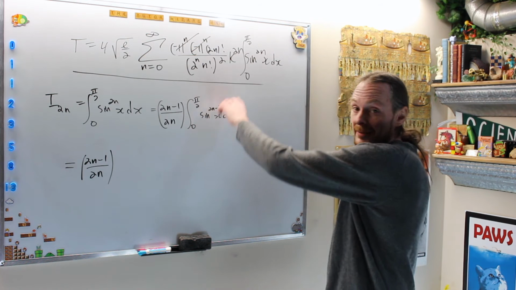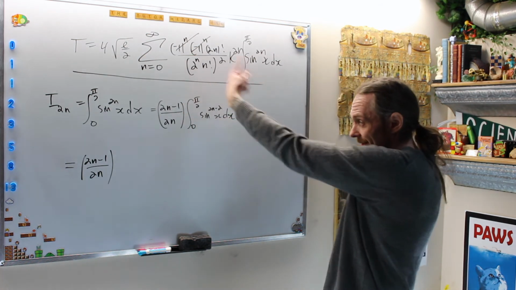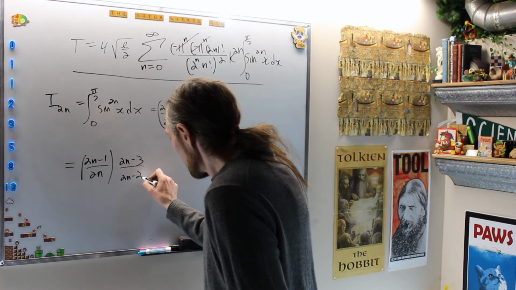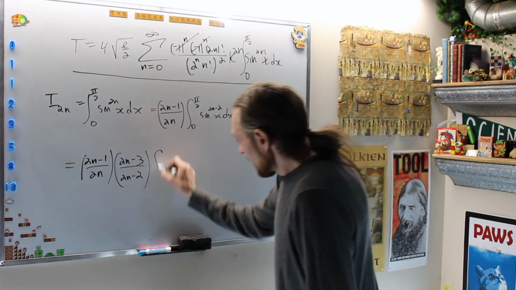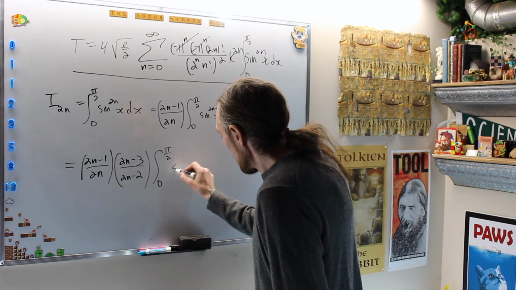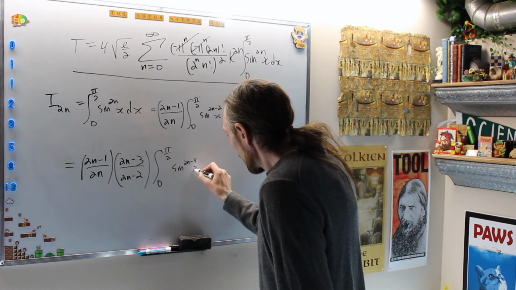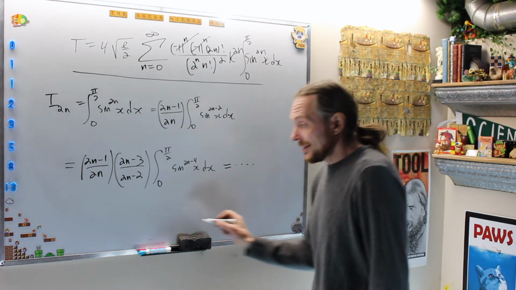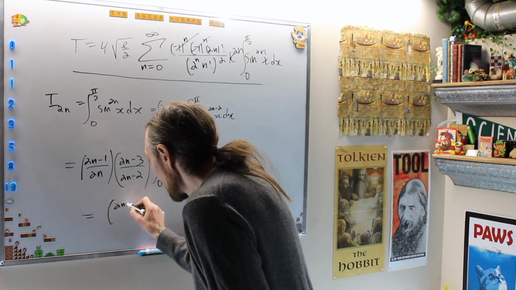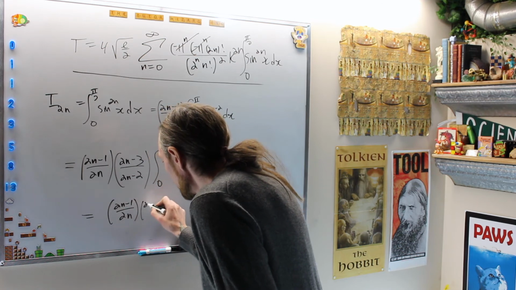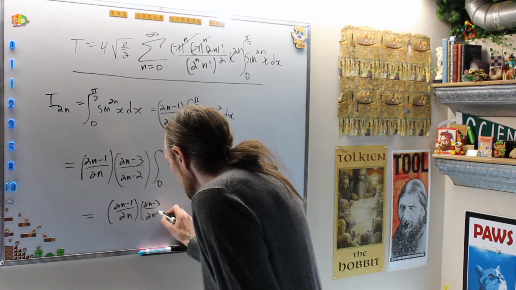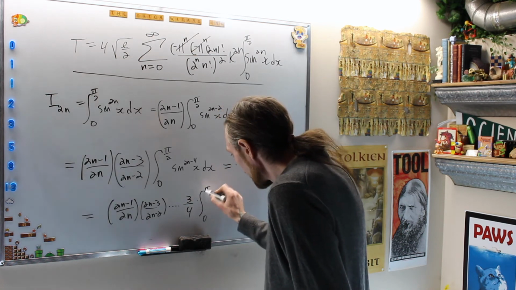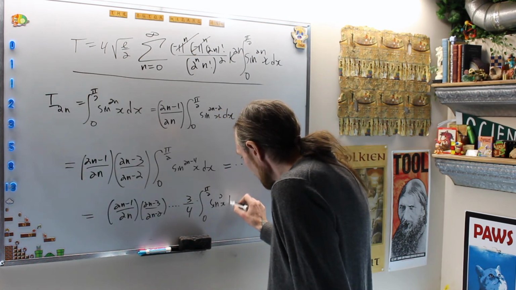Running the recursion relation formula on this gives me 2n minus 3 over 2n minus 2 times the integral from 0 to pi over 2 of sine of 2n minus 4x dx, which equals dot dot dot, keep doing this all the way to the end. I get equals 2n minus 1 over 2n, 2n minus 3 over 2n minus 2, dot dot dot, 3 over 4 times the integral from 0 to pi over 2 of sine squared x dx.